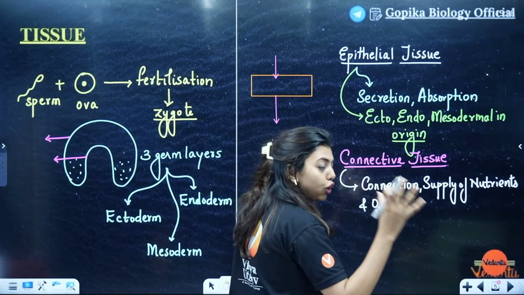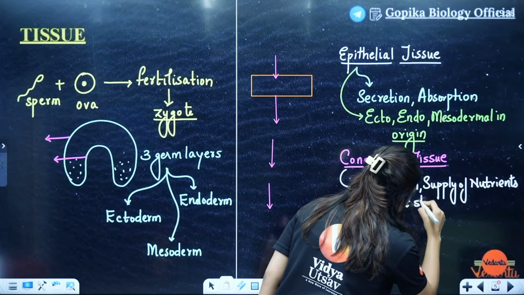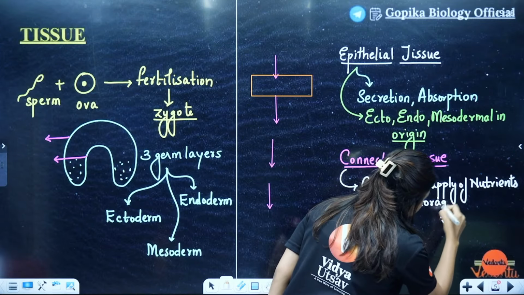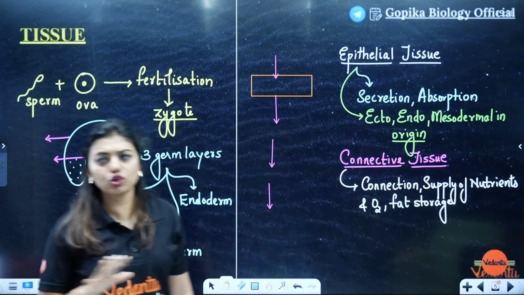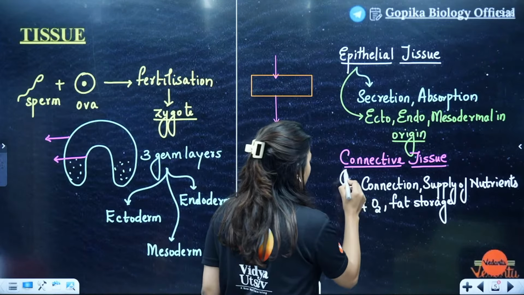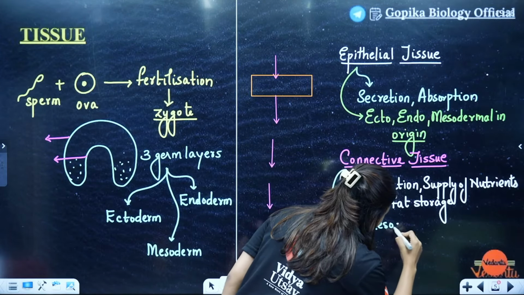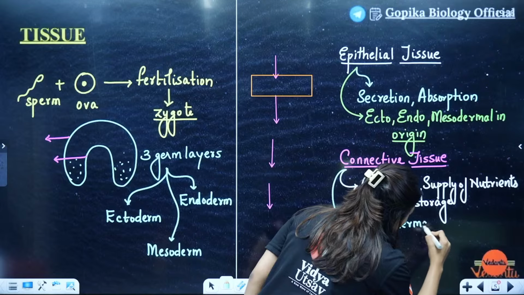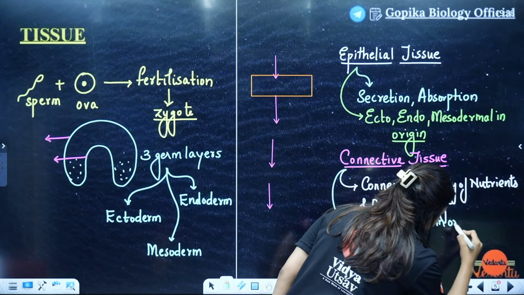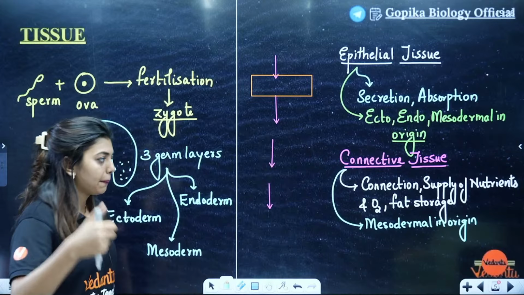At the same time, they also help in fat storage. Okay, so like that, many functions these people are going to do. But we can write connection and just keep one word also, no problem. Now, can you tell me what is their origin? Any idea what will be their origin? They are actually mesodermal in origin. Actually, to remember the origin, it's very simple, students. Mesodermal in origin. Easy.